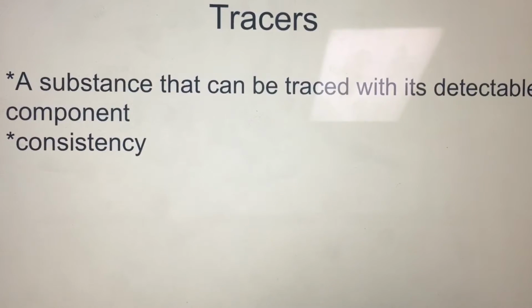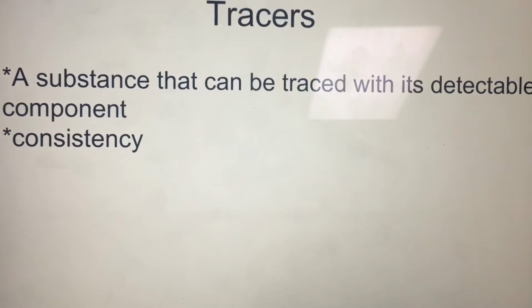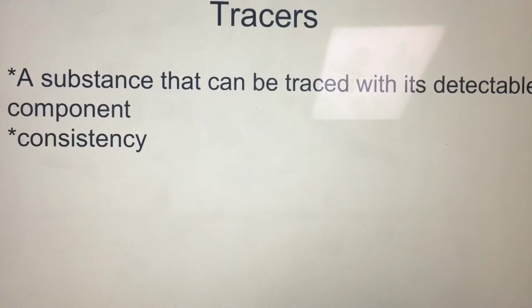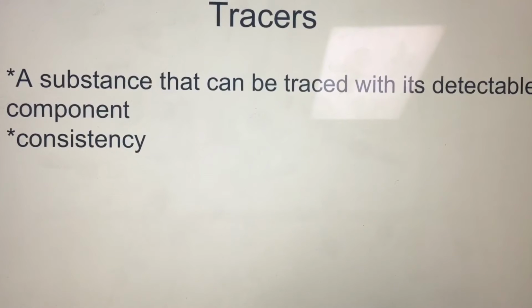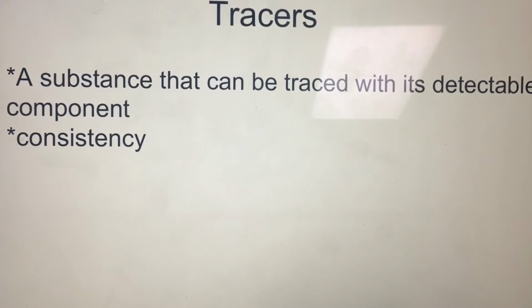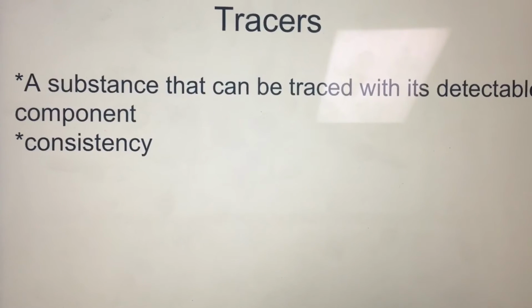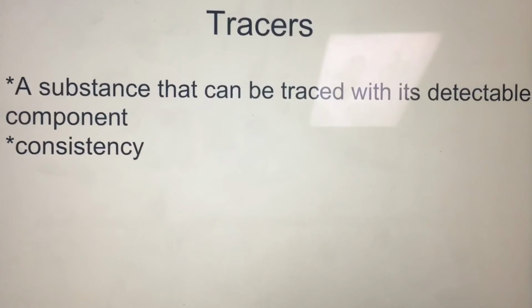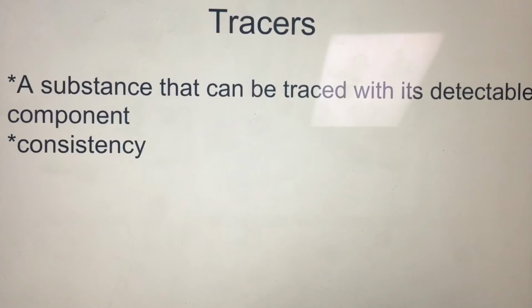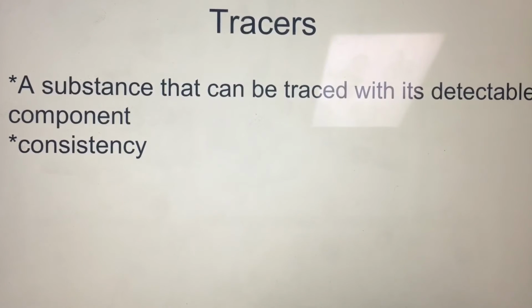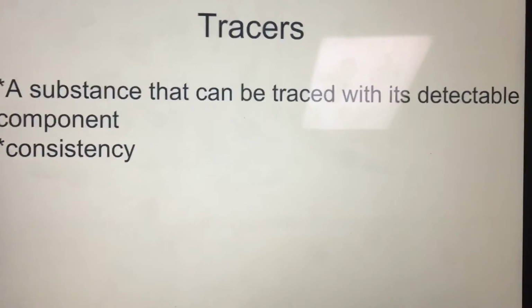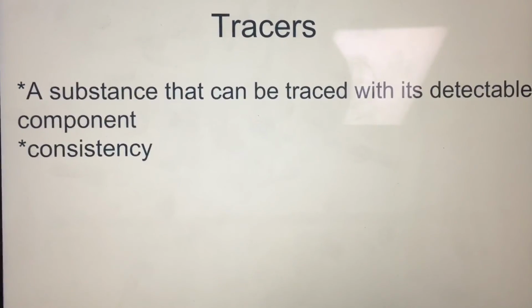The last thing I'm going to touch on is tracers. All isotopes of an element generally have the same chemical properties, regardless of the number of neutrons in their atoms. This consistency means that the atoms of one isotope behave the same way inside organisms as atoms of another isotope. So radioisotopes can be used as tracers, and tracers are substances with detectable components. So radioactive tracers are widely used in research.